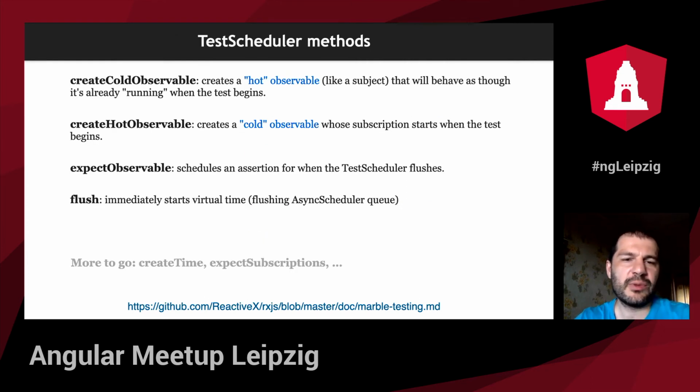Here you can see some of the TestScheduler methods which are used for marble unit testing. There are more of them, but these are the ones you will be using most of the time. If you want to dig deeper, just check the link I provided here. It is a special marble testing guide from the RxJS team.